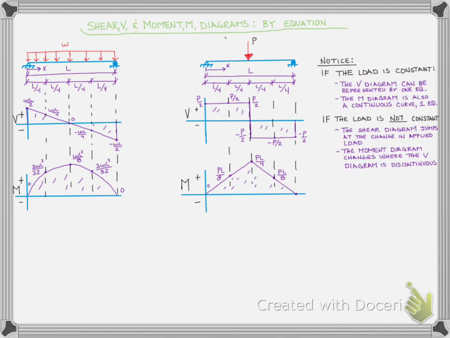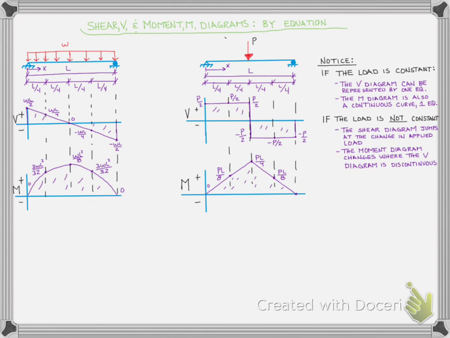And what you might notice is if the load is constant, the shear diagram can be represented by one equation. I mean, look at our beam on the left with W. That load is constant. It doesn't change at all across the length. And so our shear diagram ends up also being represented by a constant line. It's constantly decreasing from WL over 2 to negative WL over 2. Our moment is also a continuous curve. It starts at 0, it curves parabolically up to a maximum at L over 2, and then following the same parabolic curve, it drops back down to 0 at L. And so if we could write the equation of that curve, boom, we can do it in one equation.